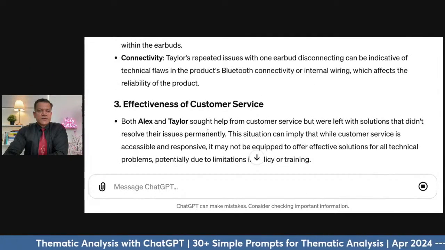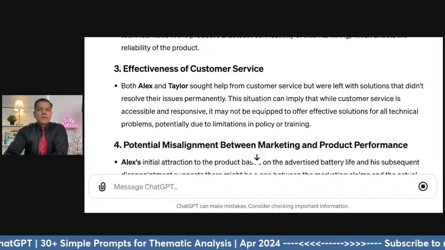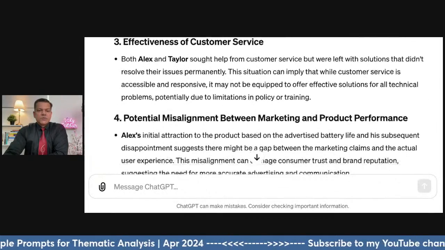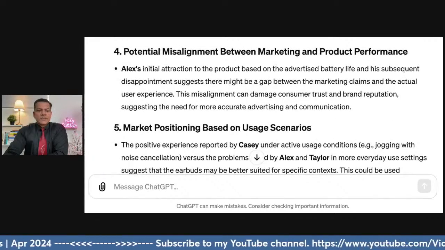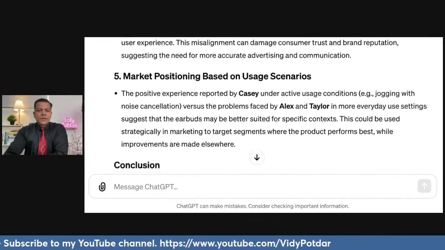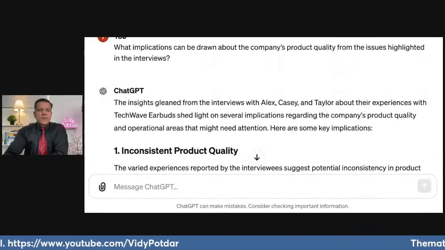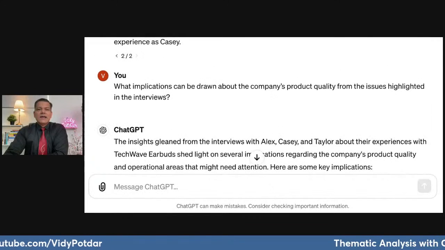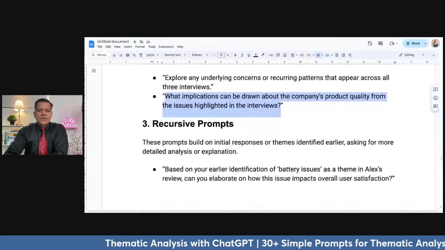Effectiveness of customer service. So customer service was not reliable. I mean, they were on time, but they did not address the issue. Potential misalignment between marketing and product performance. Market positioning based upon usage scenarios. So you can see some interesting insights that you started to get by asking the right prompts to ChatGPT on these interviews. And let's go back to our prompt sheet.